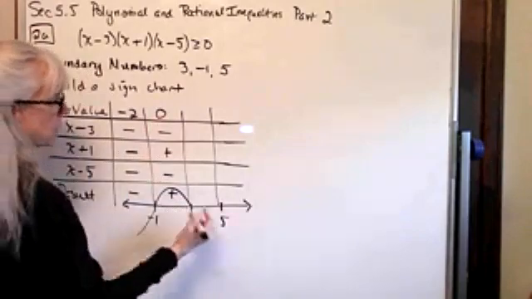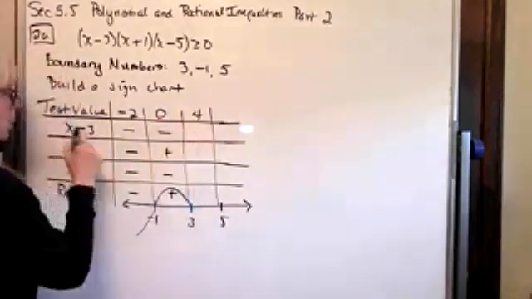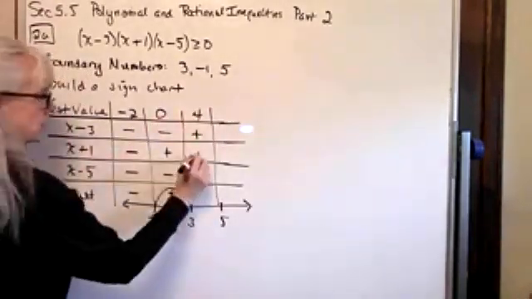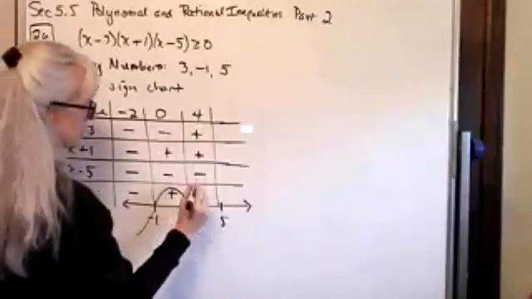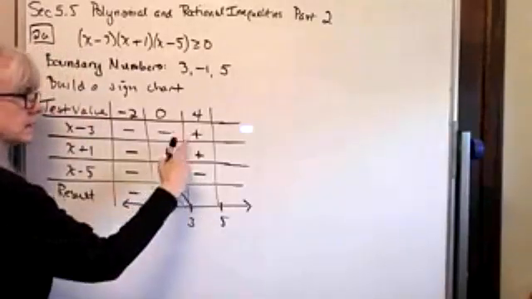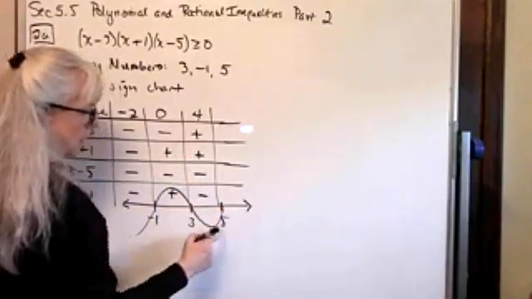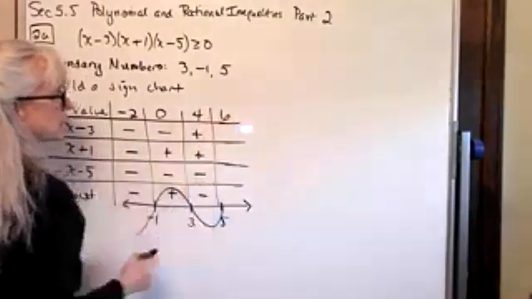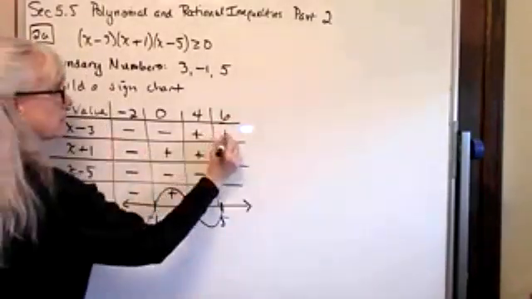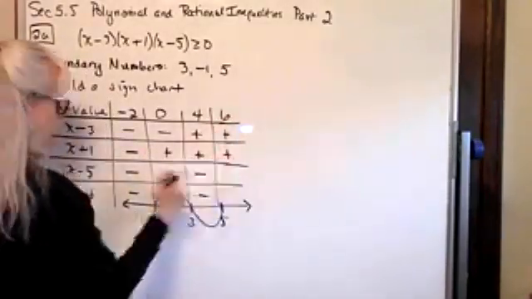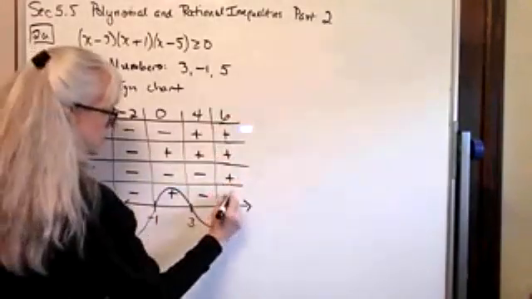What about between 3 and 5? Let's use 4. 4 minus 3 is positive. 4 plus 1 is positive. But 4 minus 5 is still negative. And if you multiply a positive times a negative, you get a negative. So the graph is back below. Trying something larger than 5, a 6. 6 minus 3 is positive. 6 plus 1 is positive. And 6 minus 5 is now positive. So the net result is positive.